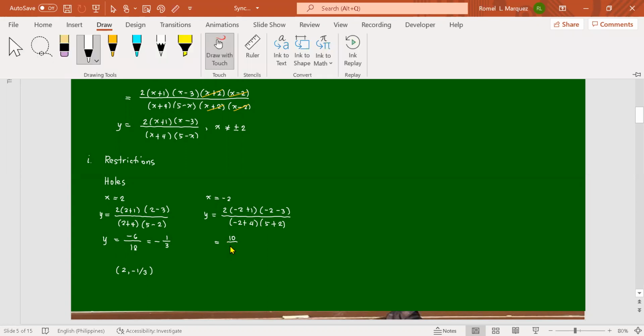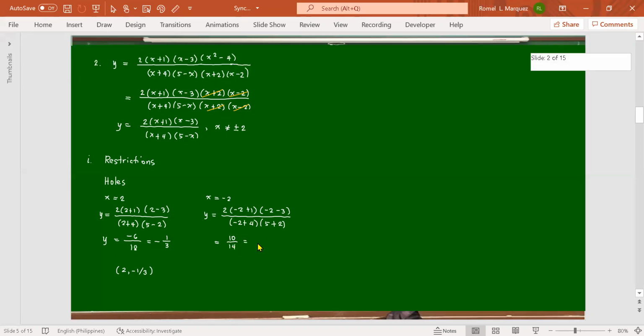What's now the answer? 5/7. Approximately, what is that? Because 5 divided by 7 is 0.71. Am I correct, guys? Yes. So another possible hole, negative 2, 0.71 or 5/7. Okay, guys?